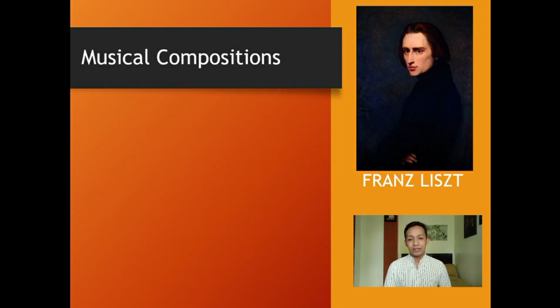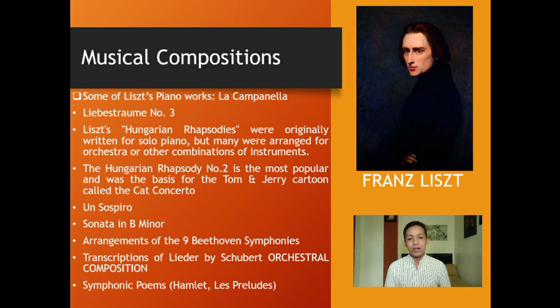His musical compositions. Some of Liszt's piano works were La Campanella and Liebestraum No. 3. Liszt's Hungarian Rhapsodies were originally written for solo piano, but many were arranged for orchestra or other combinations of instruments. There is also the Hungarian Rhapsody No. 2. It is the most popular and was the basis for the Tom and Jerry cartoon called The Cat Concerto.